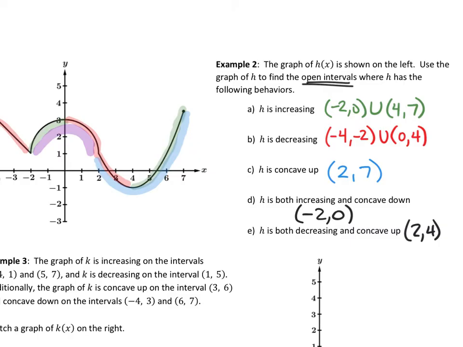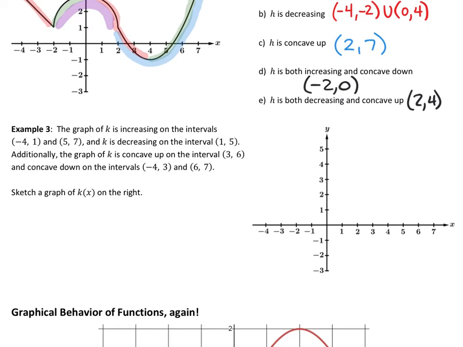Now these questions get more difficult very quickly because I want to be able to use a description of a graph to sketch what it could possibly look like with all of these different descriptions. It says the graph of K is increasing on the intervals from -4 to 1 and from 5 to 7. Decreasing on the interval from 1 to 5, and the graph of K is concave up on the interval from 3 to 6 and concave down on those two intervals, and we're going to sketch that graph. That's a lot of things happening in very little time.